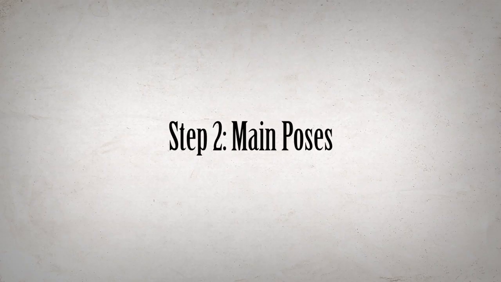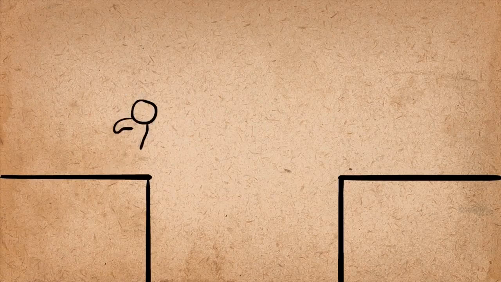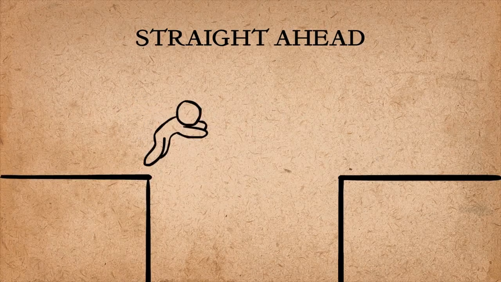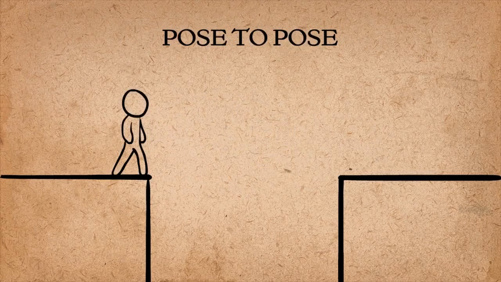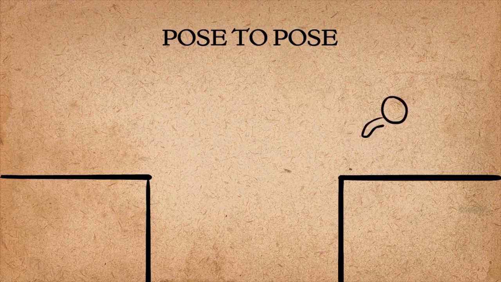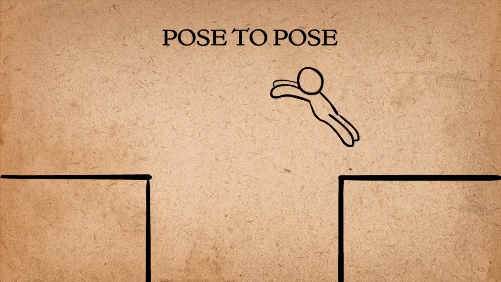Step 2. Main poses. Many animators do the straight ahead animating technique, which involves drawing the first frame, then drawing the second frame, then the third frame, and so on. I prefer the pose-to-pose method because it allows me to plan the whole movement ahead of time, so I know how it will end before drawing every single drawing.